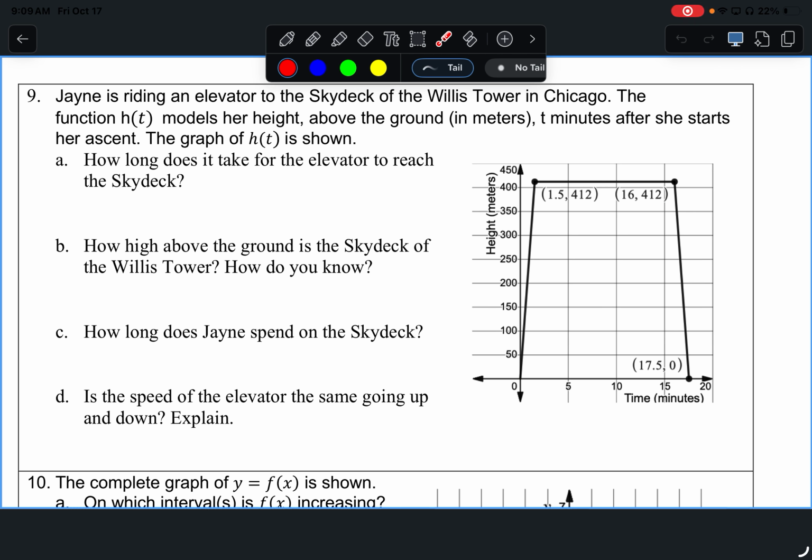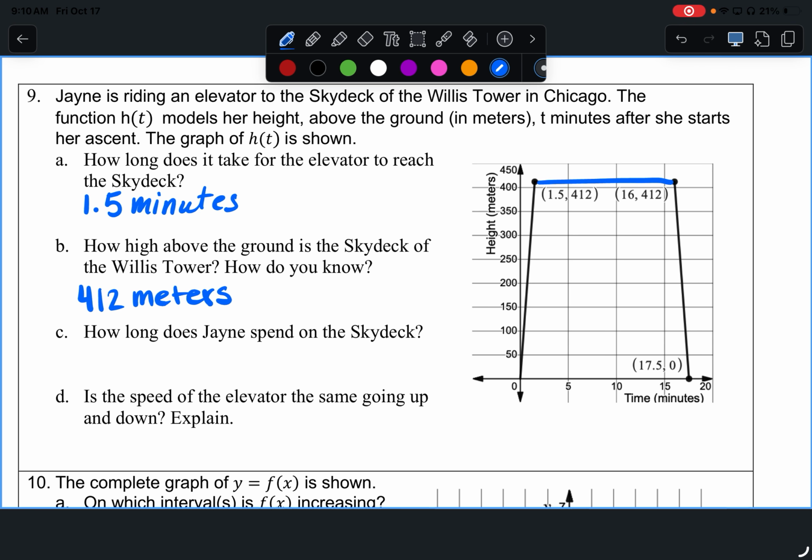So how long does it take for the elevator to reach the sky deck? What was that? 1 minute and 30 seconds, or 1.5 minutes. How high above ground is the sky deck of the Willis Tower? What was that? 412 meters. And we know that because our graph shows how high up the elevator takes them.